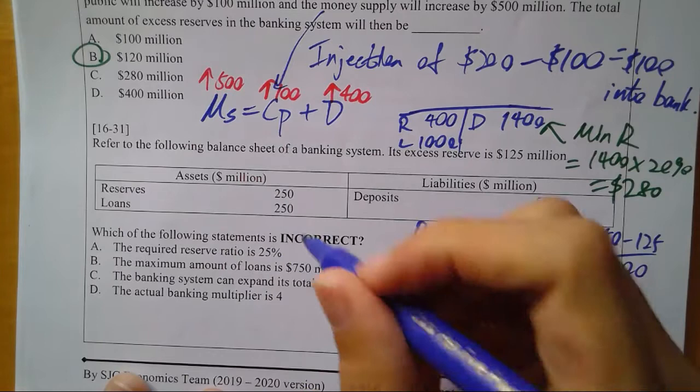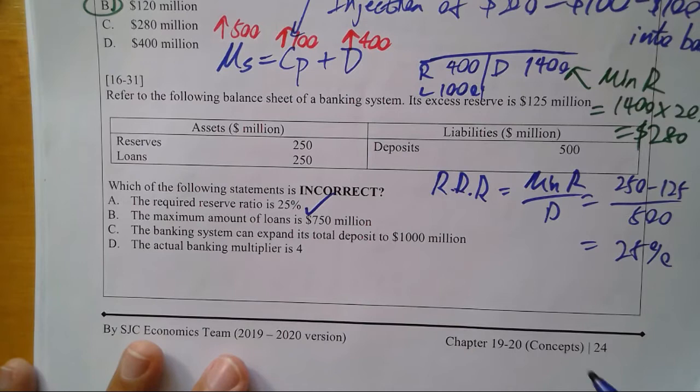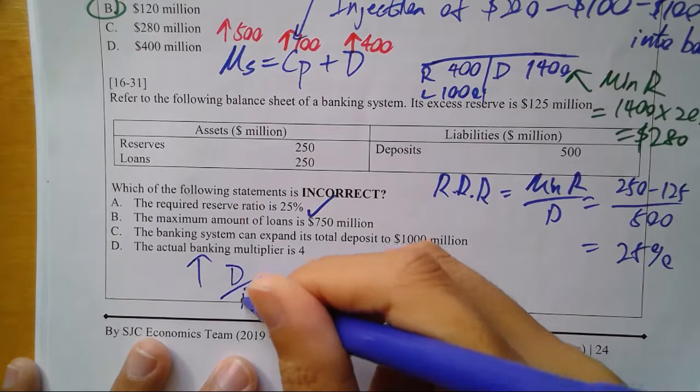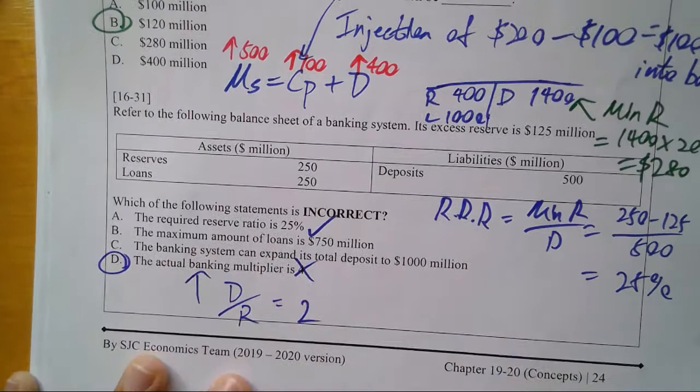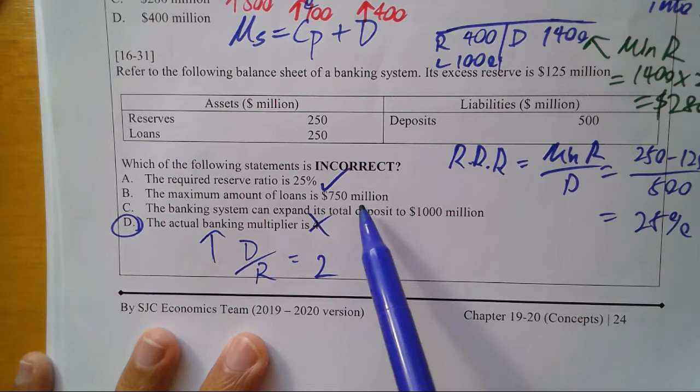Now this is correct. We need to find something that is incorrect. Actual banking multiplier: deposit divided by reserve, and that would be 2. Unfortunately, D is wrong. Let's look at the other ones. Maximum amount of loan is this amount. Let's calculate B and C.